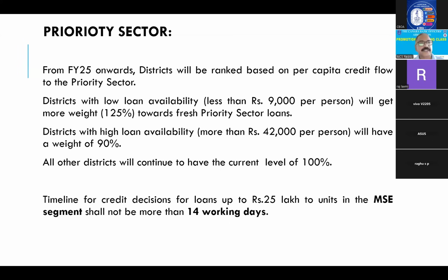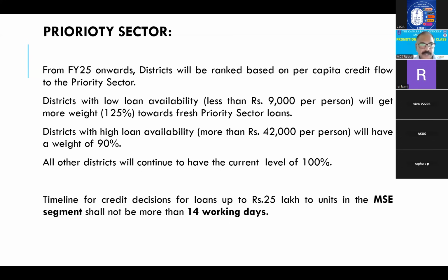For that purpose, Reserve Bank has divided districts. What is the division? Based on their per capita credit flow, that means per head how much credit has gone for each individual, they have given districts with low loan availability and districts with high loan availability. These two are both extremes. And in between, whatever it is, it is normal, and 100% they will take.